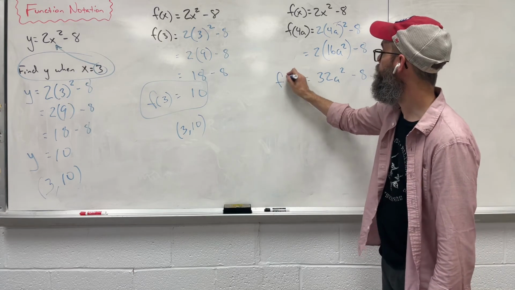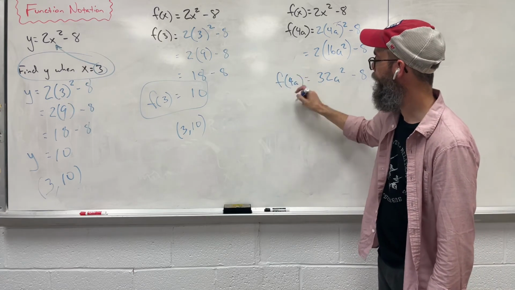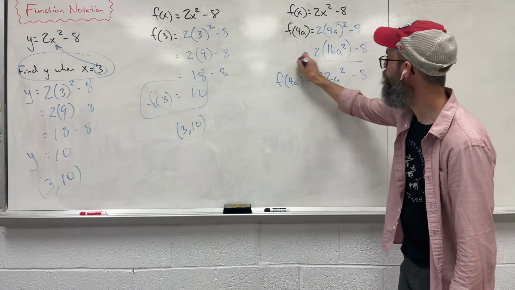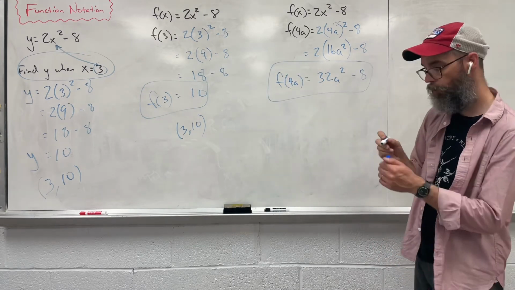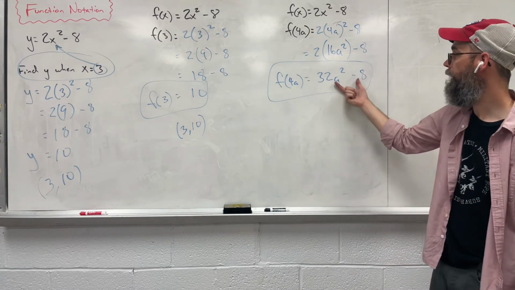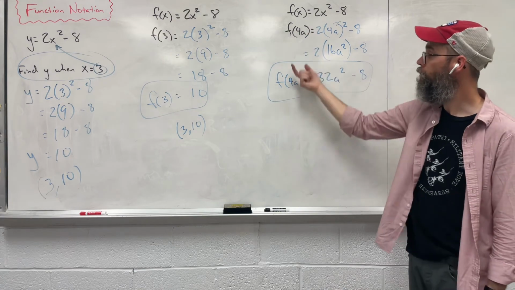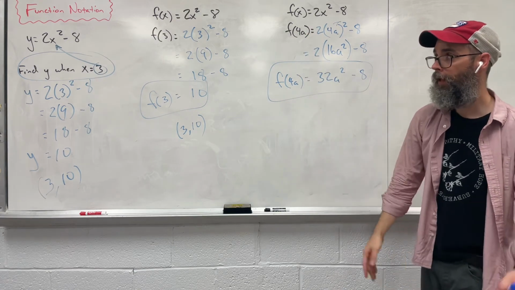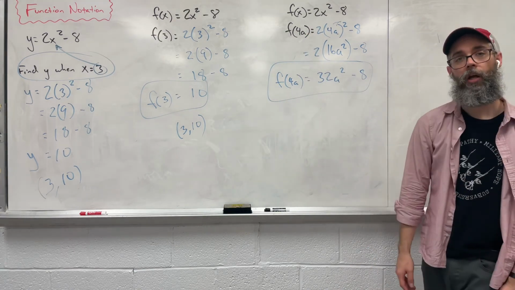So we're going to bring down what we plugged in. f of 4a equals 32a squared minus 8. Again, can't combine these, not like terms. We bring down what we put in. And that is using function notation.